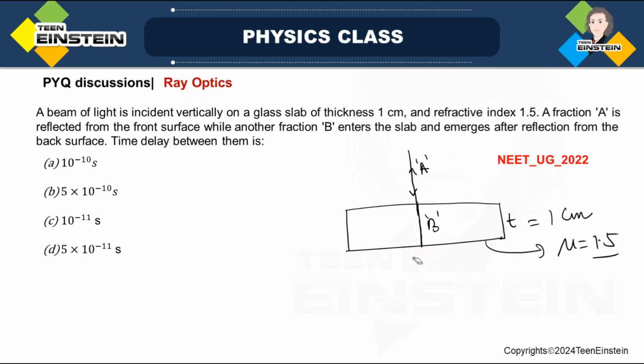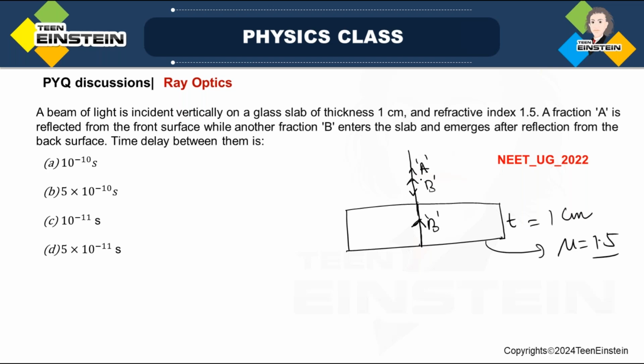Oh, I see. Let me finish the sentence. Enters the slab and emerges after reflection from the back surface. See, this is actually getting reflected from the back surface, this B portion reflected back, and then it is actually emerging, this is also normal and emerging out, fraction B.